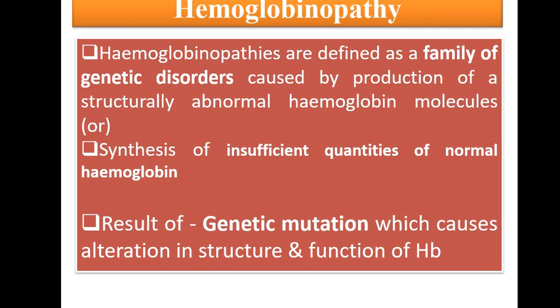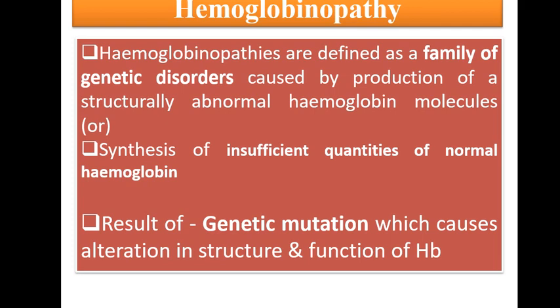So see the definition again. Hemoglobinopathy is a family of genetic disorders caused by production of structurally abnormal hemoglobin molecules, or synthesis of insufficient quantities of normal hemoglobin.